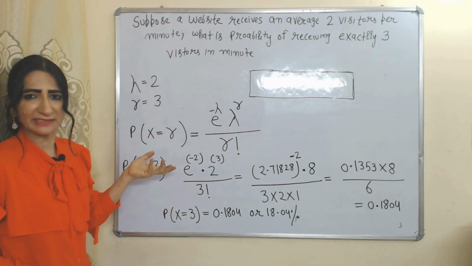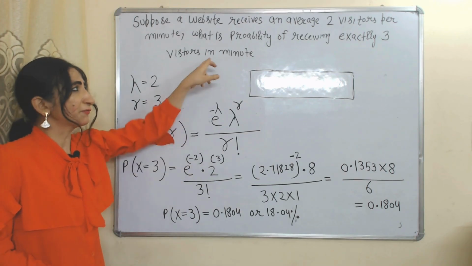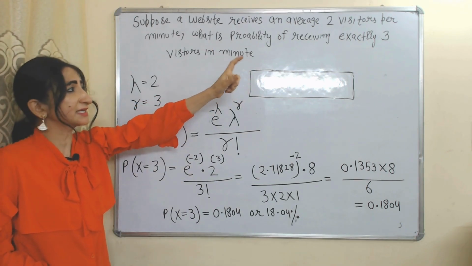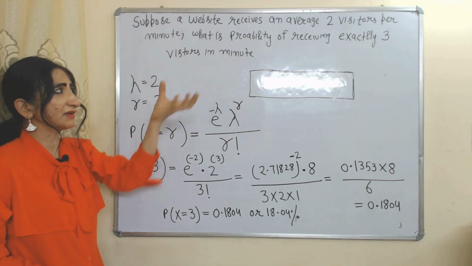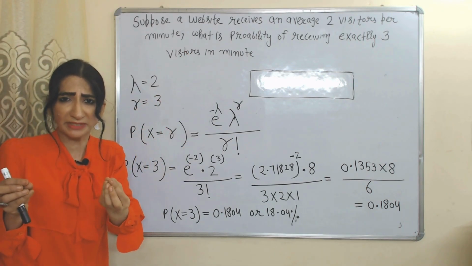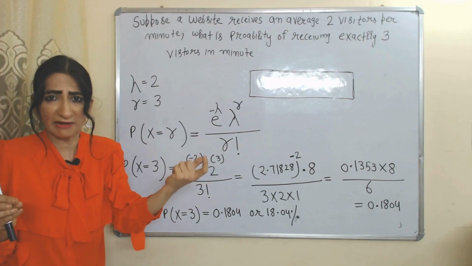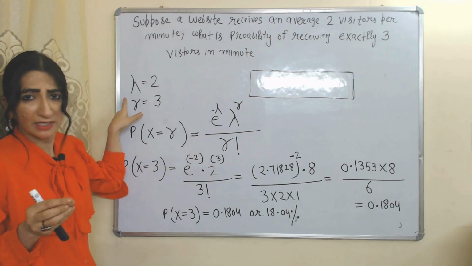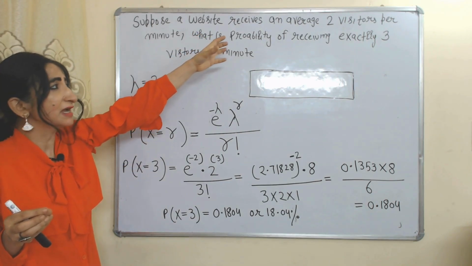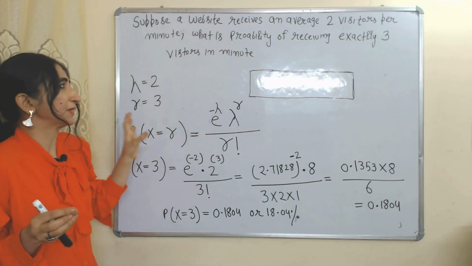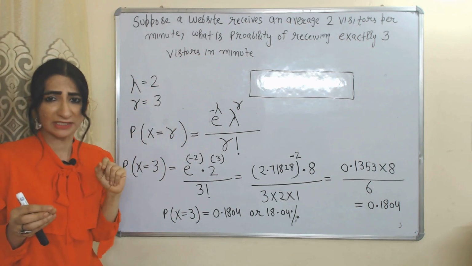Now we will see one example. Suppose a website receives an average of 2 visitors per minute. Find the probability of receiving exactly 3 visitors in a minute. So here you can see the website receives an average of 2 visitors per minute. As we earlier discussed, mean, or average, is represented by lambda. So lambda is equal to 2. And we have to find the probability of receiving exactly 3 visitors in a minute.